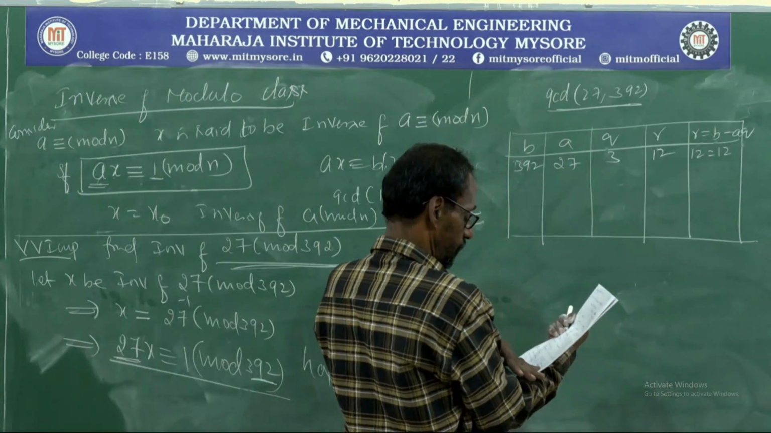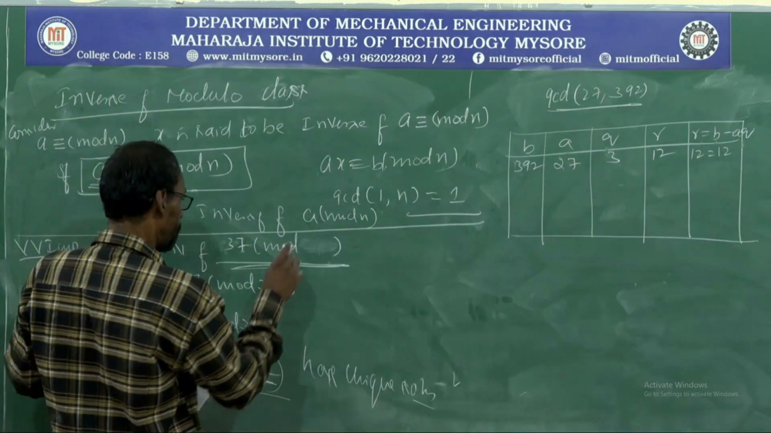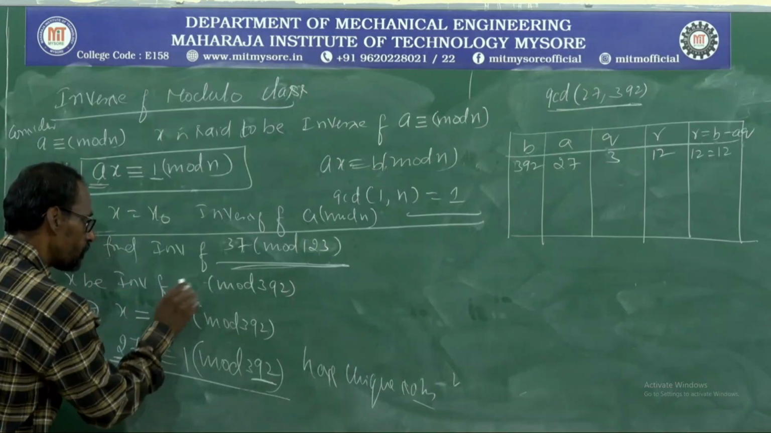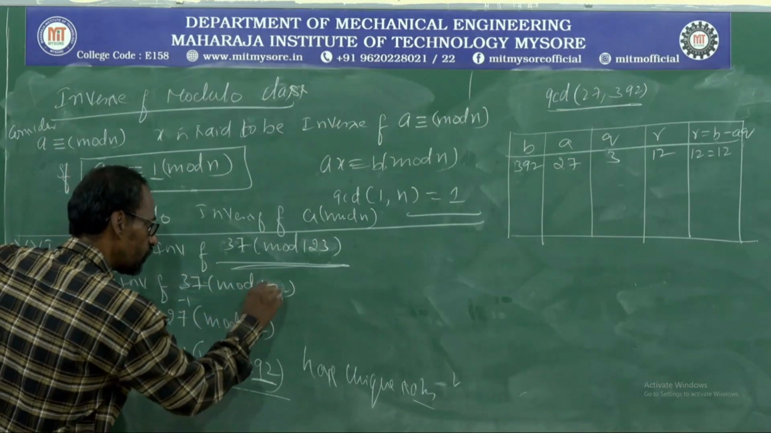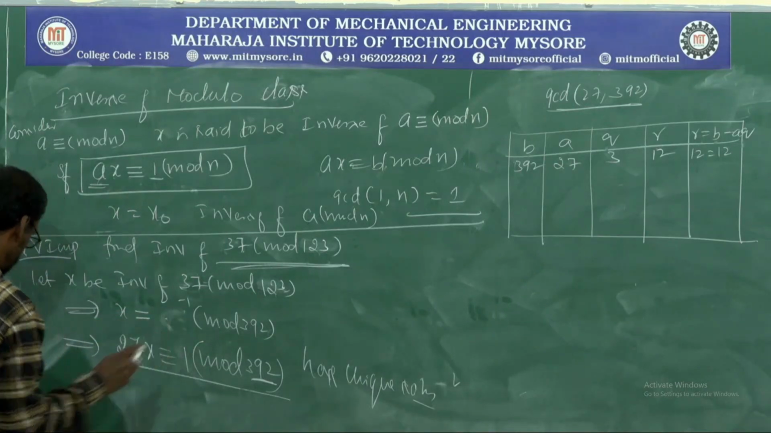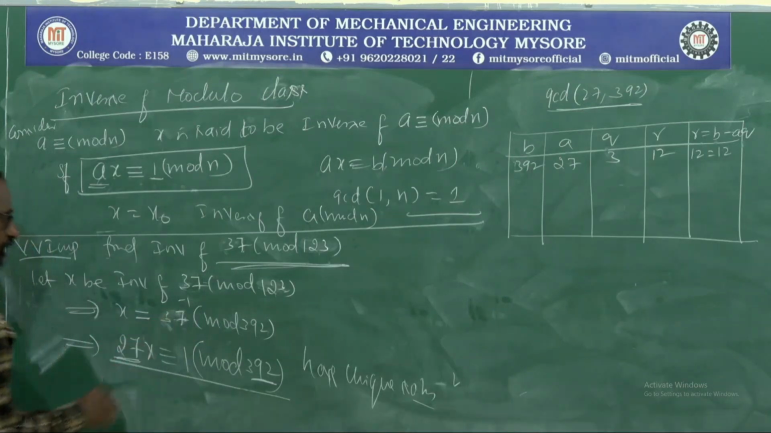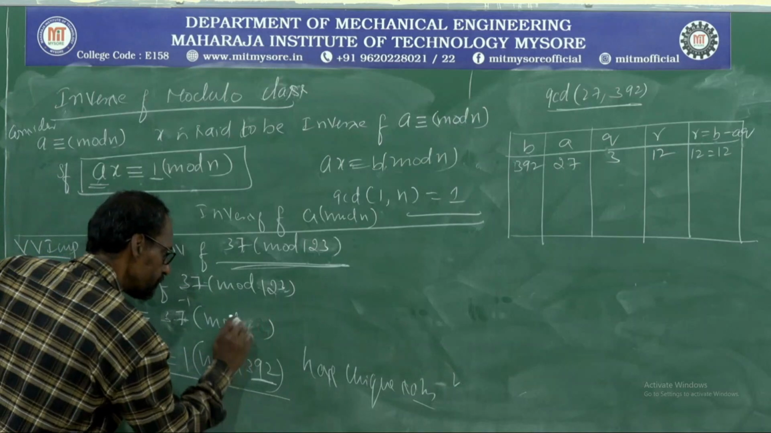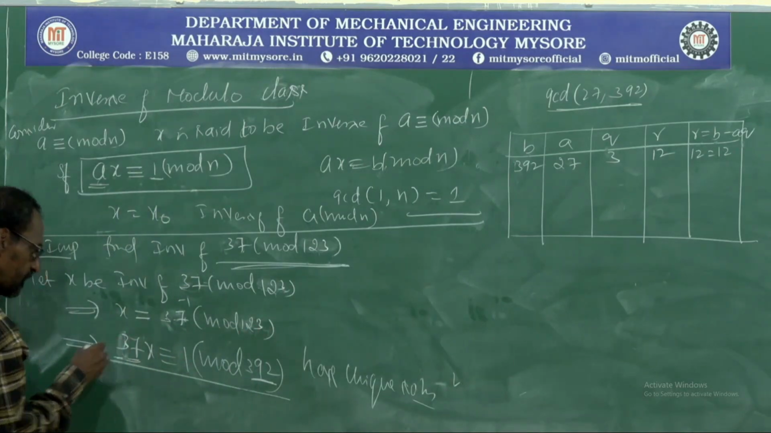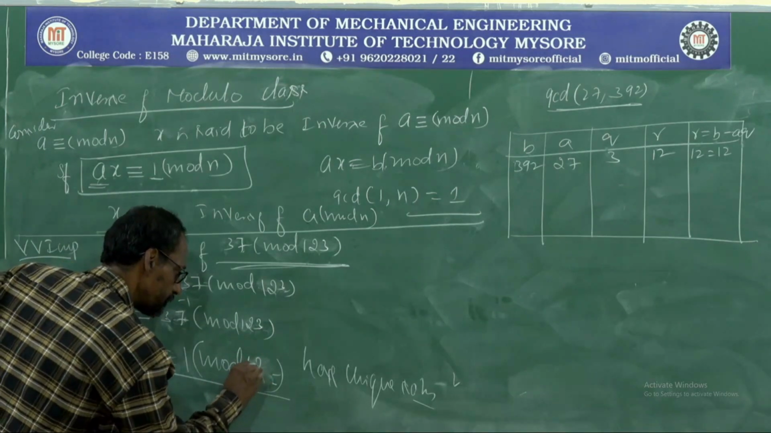I have to get a different problem, so I will take 37. Find the inverse of 37 under modulo 123. Let X be the inverse of 37 modulo 123. So X is equal to 37 inverse modulo 123. That means it is going to be 37 times X congruent to 1 modulo 123.